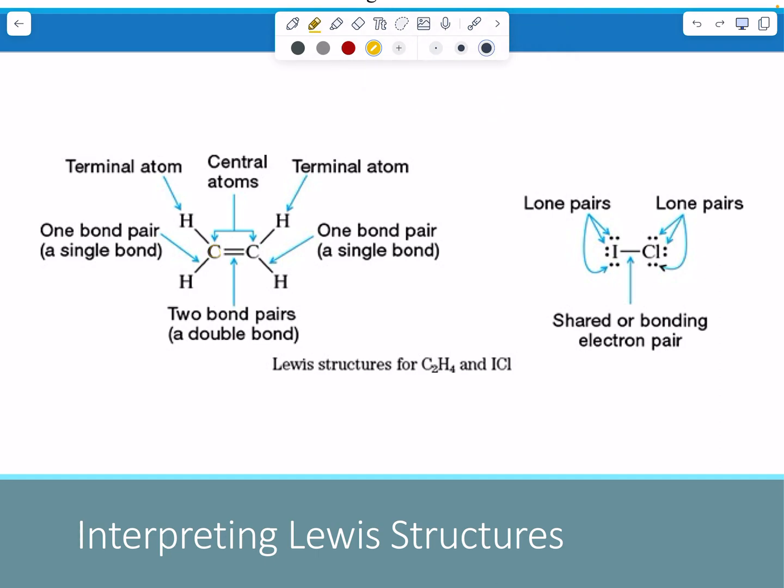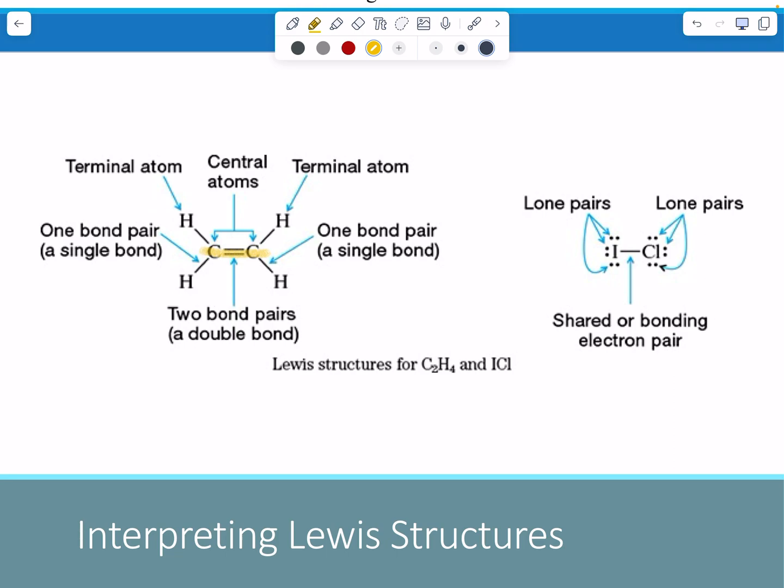All right, so when we draw a Lewis structure, we'll call something a central atom, right? And so in this case, we have two central atoms here. All right, so we have two central atoms here, okay? And we can look at the connection between those two central atoms.